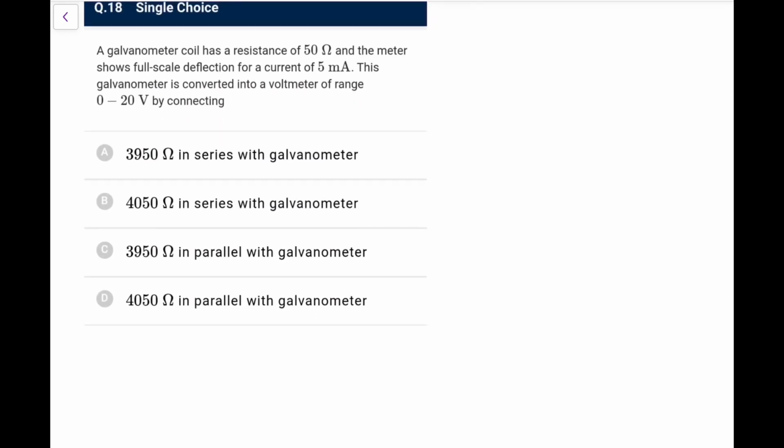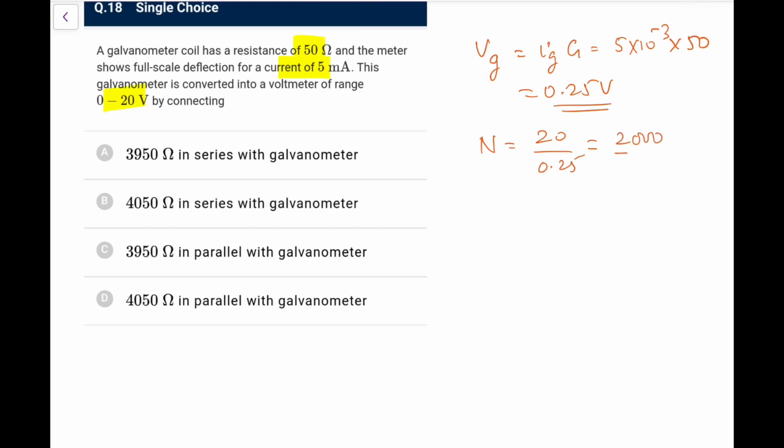A galvanometer coil has a resistance of 50 ohm and the meter shows full scale deflection for 5 milliampere. For converting it into a 20 volt voltmeter, initially what is VG? That is IG into G, that is 5 into 10 to the power minus 3 into 50, that is 0.25 volt. So the factor by which it increases, N, would be 20 upon 0.25, that is 2000 by 25, which comes out as 80.